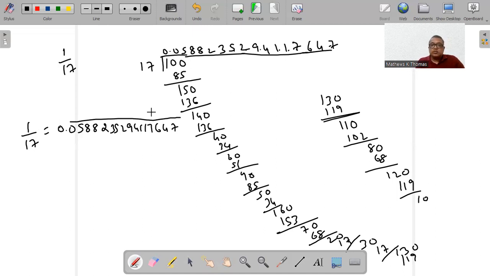So the question was after how many places will the repeating block start? The answer will be, it will repeat after 16 digits or 16 decimal places. So after every 16, what is going to happen? The same series is going to continue.